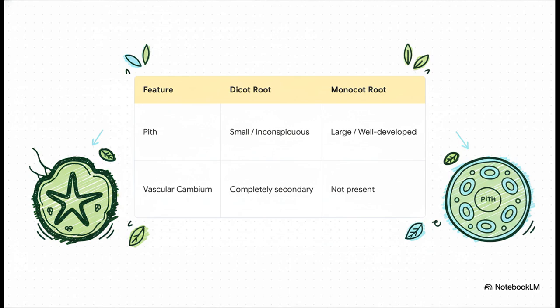For instance, in a dicot root, the very center, the pith, is either tiny or it's not even there. In a monocot root, it's huge and well-developed. And remember that special tissue for secondary growth, the vascular cambium? In a dicot root, it forms later in life. It's completely secondary. In a monocot root, well, it just doesn't happen at all.